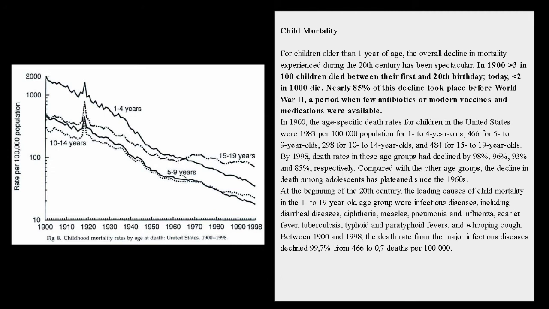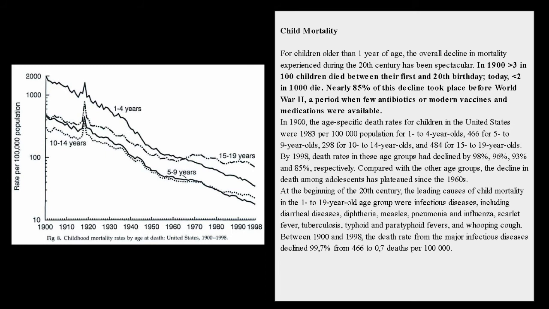In 1900, the age-specific death rates for children in the United States were 1983 per 100,000 population for 1 to 4-year-olds, 466 for 5 to 9-year-olds, 298 for 10 to 14-year-olds, and 484 for 15 to 19-year-olds. By 1998, death rates in these age groups had declined by 98%, 96%, 93%, and 85%, respectively. Compared with the other age groups, the decline in death among adolescents has plateaued since the 1960s.